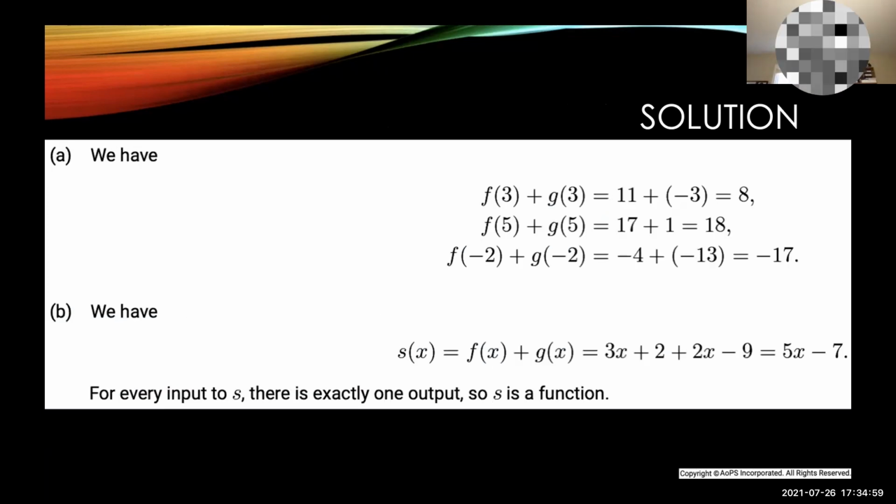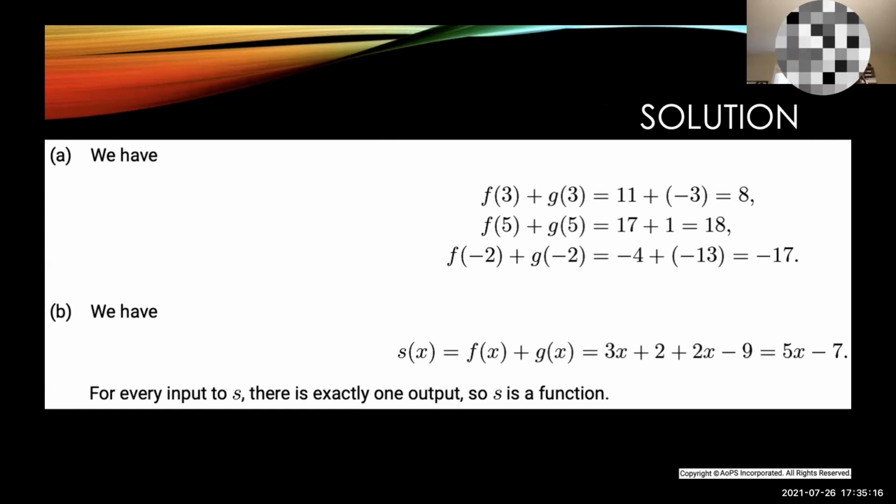So for the first part, you have f of 3 plus g of 3, so you just plug in those values into those respective functions and add them together, you get 8. Same thing with this one, same with this one. All three of them are very similar in that respect. There's not much else to them.